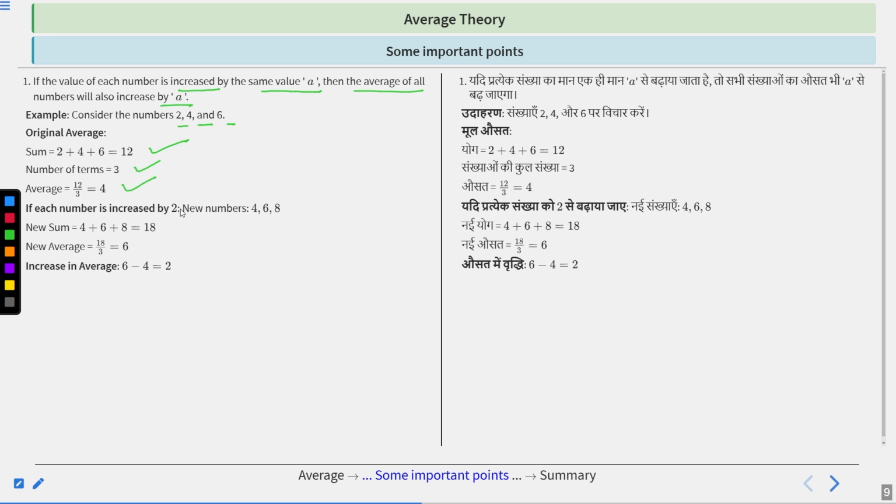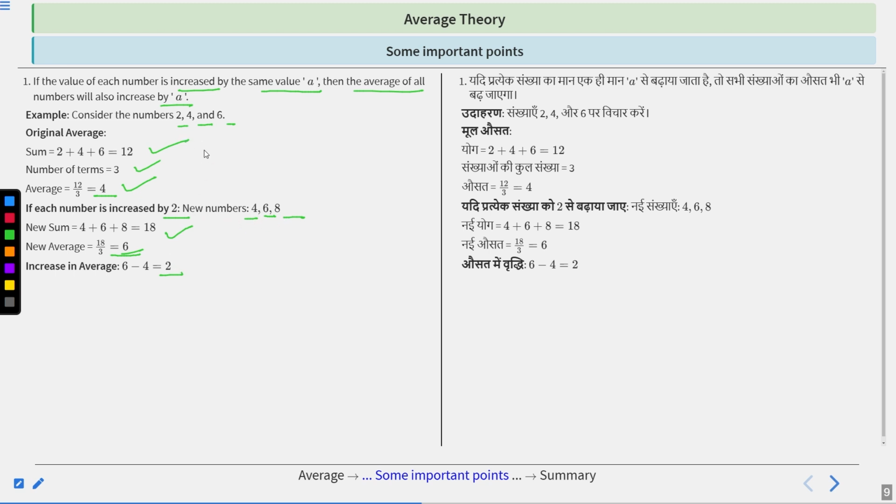If each number is increased by 2, it means the numbers become 4, 6 and 8. So when we sum up, we get 18. And our total number of terms is again 3. So when we divide it, we get 6, which equals the old average plus the number we added. So we can see that in the first part the average was 4 and in the second part the average was 6. The difference between them is 2 and we increased the numbers by 2.